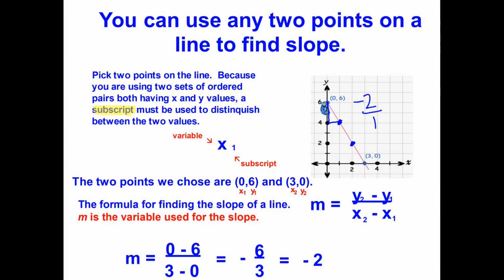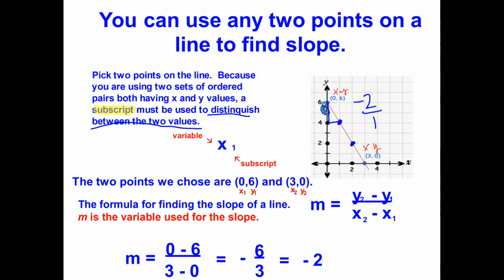We can do what we're about to do, and it works more so for a table and a set of ordered pairs than a graph, but I'm proving that's the case from the graph. So what if you're just given these two ordered pairs, (0, 6) and (3, 0)? We must use subscripts to distinguish between the two values. That's all subscripts are used for. So we have an x, y here, and an x, y there. We have two x, y's.